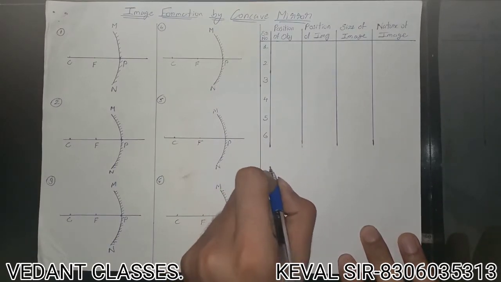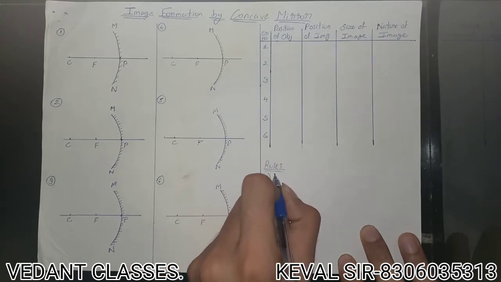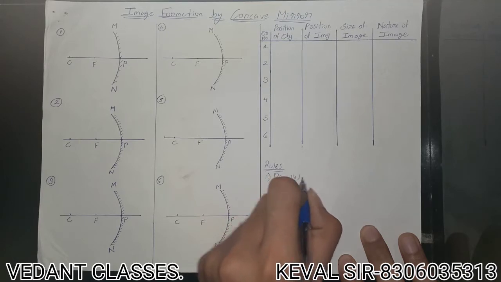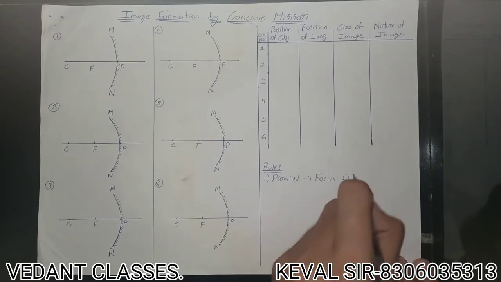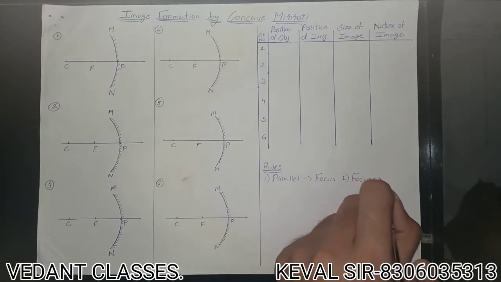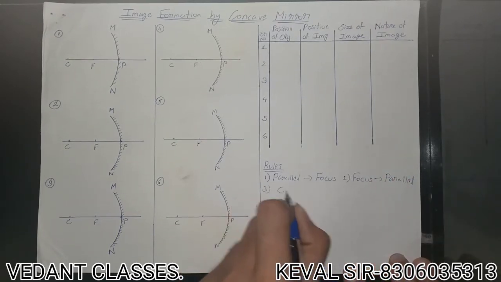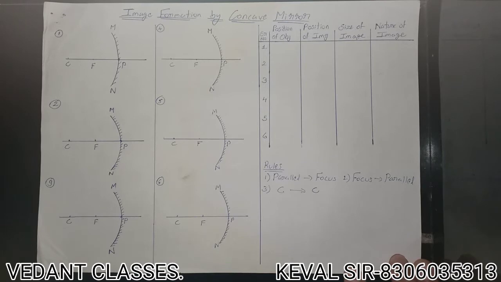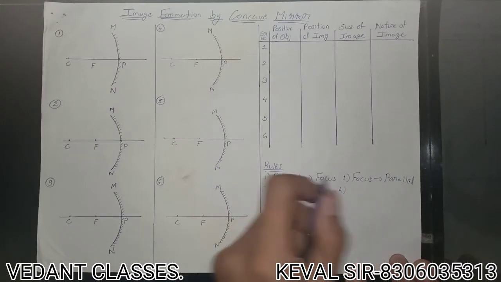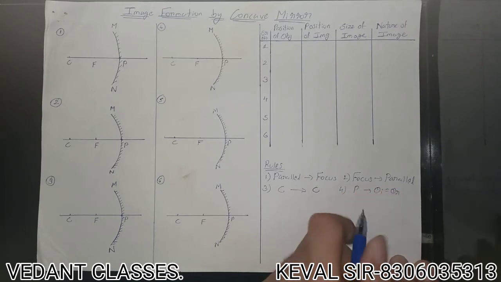In the last lecture we have seen four rules to locate an image. The first rule was, if the light rays are parallel, then they will pass through the principal focus. The second rule, if a light ray passes through the principal focus, then it will be parallel to the principal axis after reflection. The third rule, if light passes through the center of curvature, then it will reflect back through the center of curvature. And in the fourth one, at the pole you can make theta i equal to theta r. So at the pole you can follow the laws of reflection.